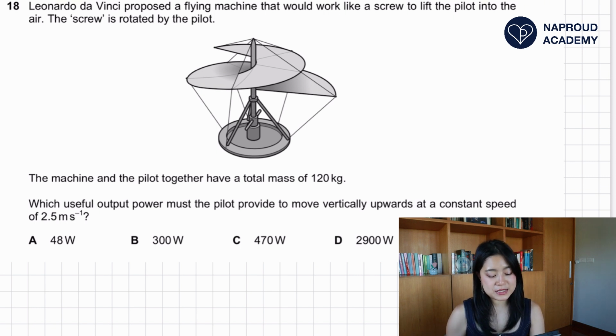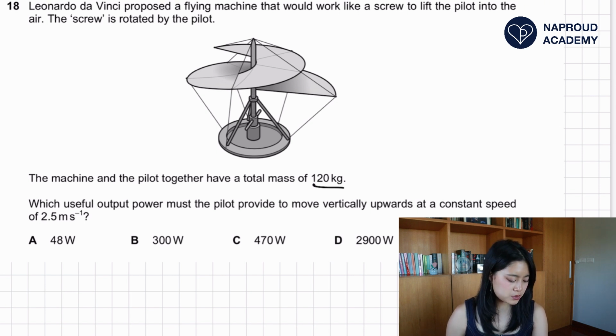Leonardo da Vinci proposed a flying machine that would work like a screw to lift the pilot into the air. The screw is rotated by the pilot. The machine and pilot together have a total mass of 120 kilograms. Which useful output power must the pilot provide to move vertically upwards at a constant speed of 2.5 meters per second?